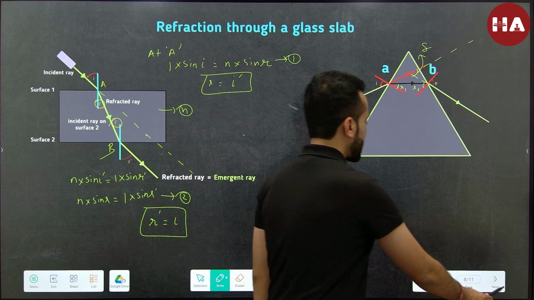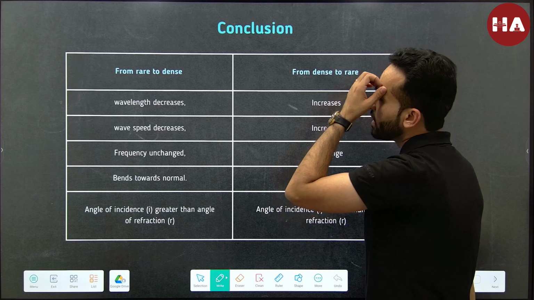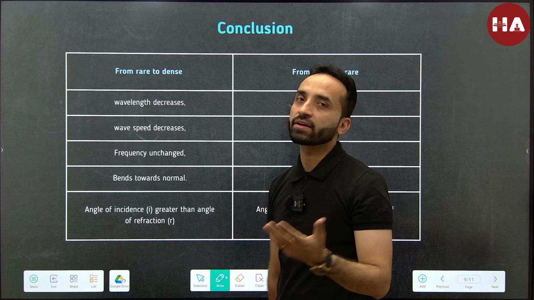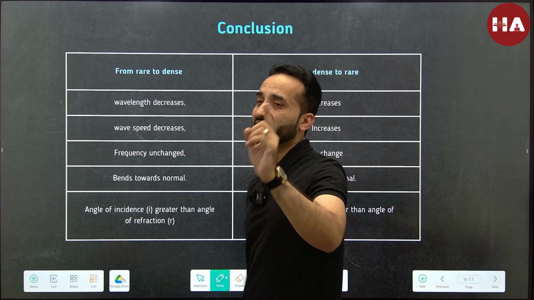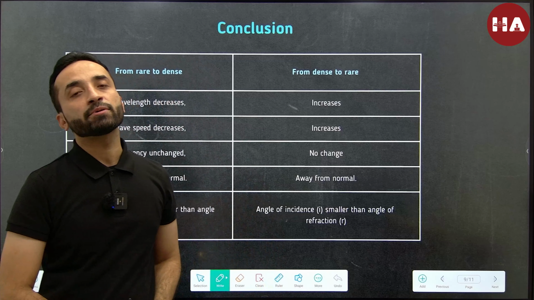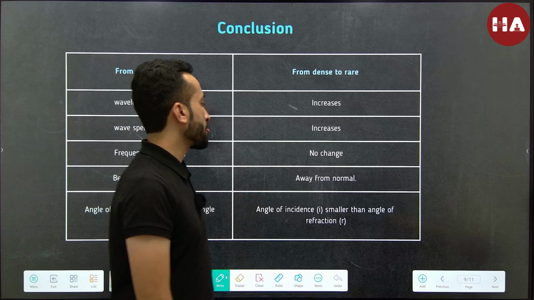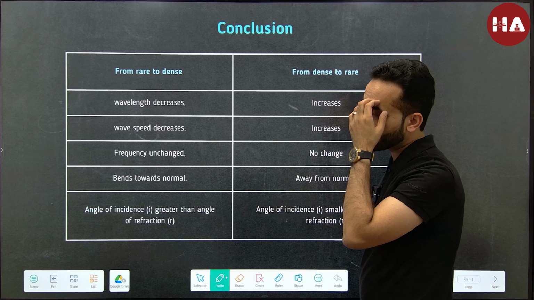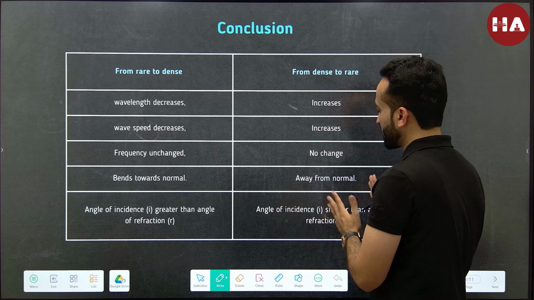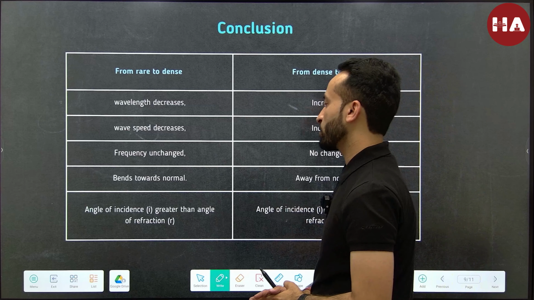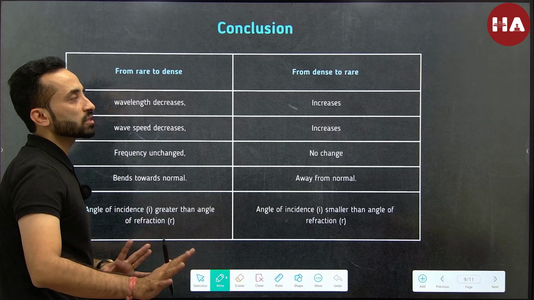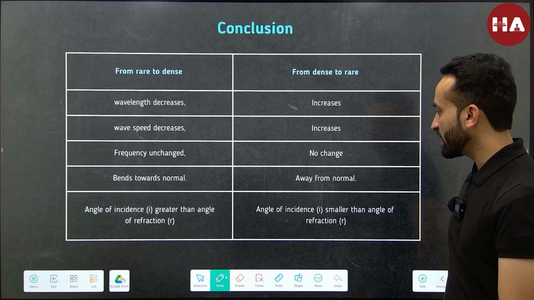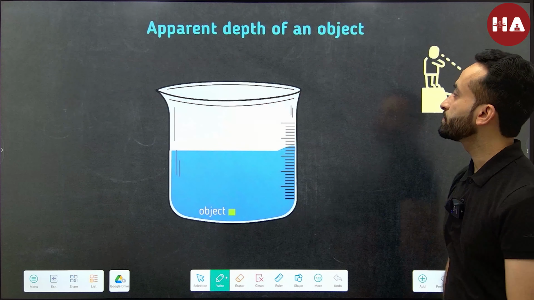Right, students? So the next thing that we have to discuss, from rare to dense, we do understand that speed of light decreases, wavelength decreases, but one thing that never changes while refraction happens is the frequency, right? And when light is going from rare to dense, it bends towards the normal. When it is going from denser to rarer, it bends away from the normal, right? Angle of incidence, all this you can think about yourself. You don't need my assistance in this. I think we can move forward now.